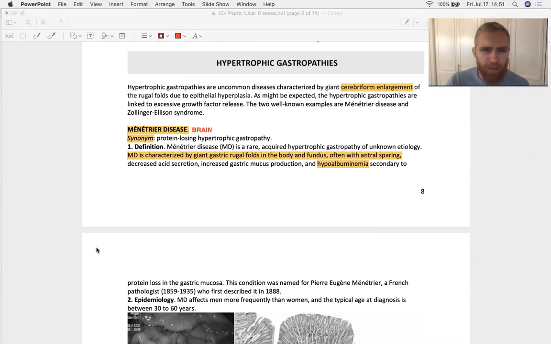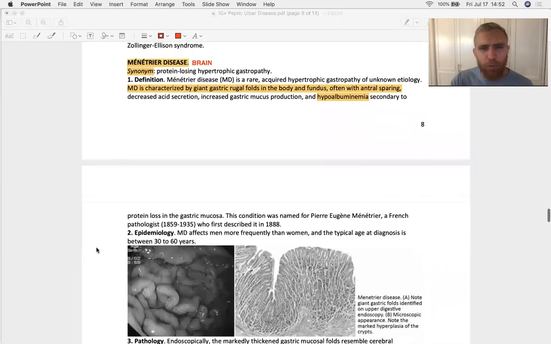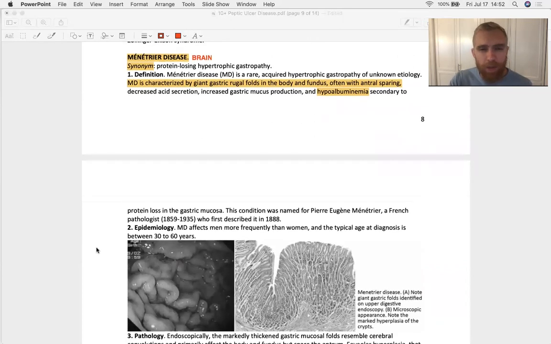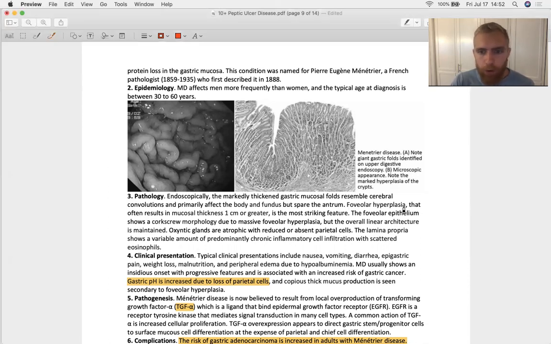a lot of syllables there. Characterized by giant gastric rugal folds, often with antral sparing. So that's telling you what it is. You've got foveolar hyperplasia. And again, our foveolum, remember, is our epithelial lining of the stomach that makes mucus. And then concomitantly, you have oxyntic gland atrophy. And your oxyntic glands are basically those containing parietal and chief cells that you find in the body of the stomach. And so you've got reduced or absent parietal cells.